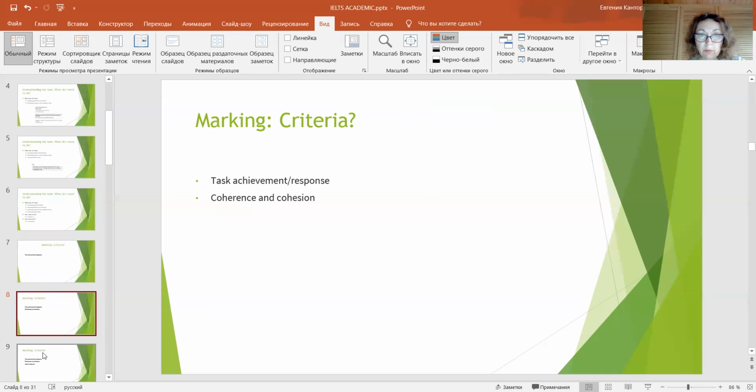Then the next part is what they call coherence and cohesion. It means logical organization, good structure and good paragraphing. So the whole essay should be divided into clear paragraphs. There must be an introduction and a conclusion. And the conclusion should be logical and clear from the whole text.